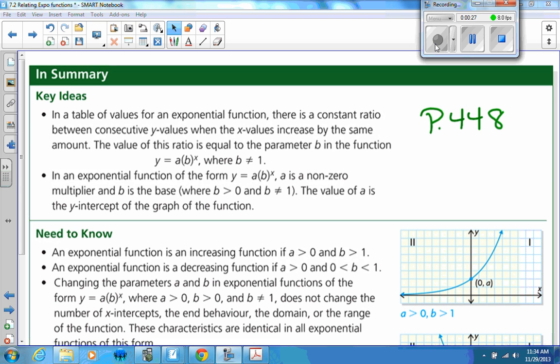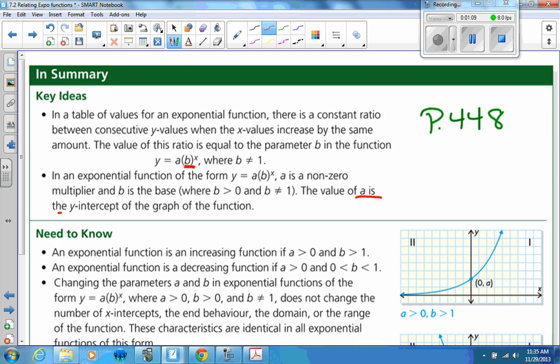In a table of values for an exponential function, there is a constant ratio between consecutive y values when x values increase by the same amount. The value of this ratio is equal to the parameter b of the function. So b is the one that shows you the actual ratio, or relationship, between x and y. In an exponential function of the form y = ab^x, a is a non-zero multiplier, and b is the base, where b is greater than 0 but cannot equal 1. The value of a is the y-intercept of the graph of the function, which you're going to be looking at a lot in this section.